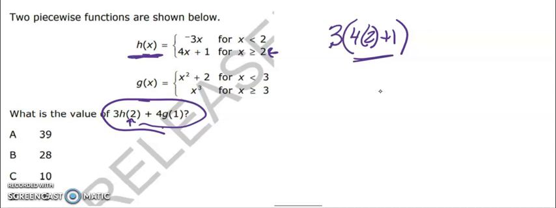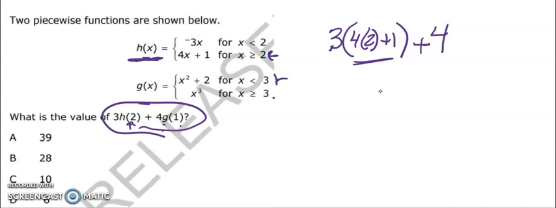That's 3 times h of 2. Now this second one says +4, and this time g of 1. So these 2 descriptions, this would be where 1 would land. So we're going to take this equation, and we're going to put in our 1. This is 4 times g of 1.